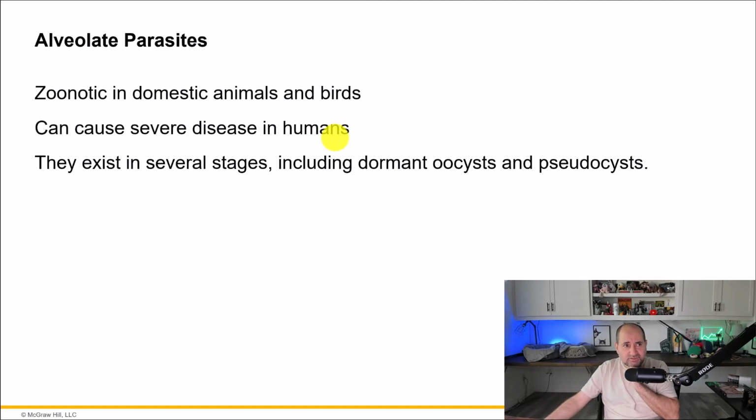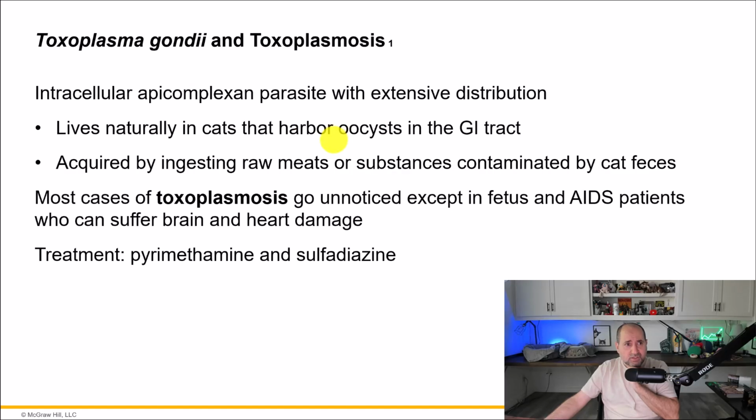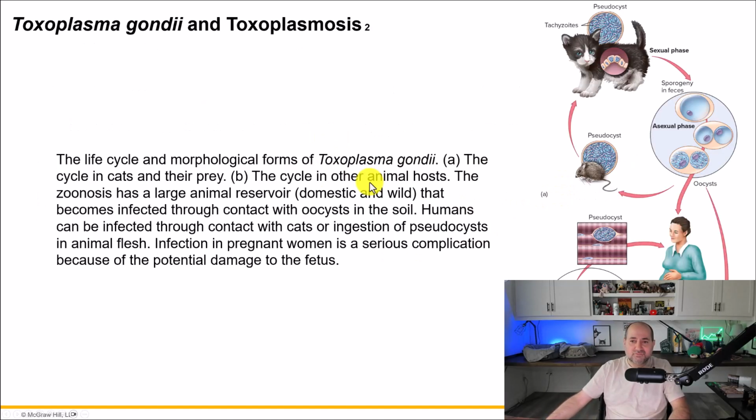Next, we discussed these alveolate parasites. Remember, we discussed Toxoplasma gondii and how it causes toxoplasmosis. You should know that this is the one that involves a cat in its life cycle. Remember, you get toxoplasmosis from scooping the litter box, right? This one involves a cat in its life cycle.